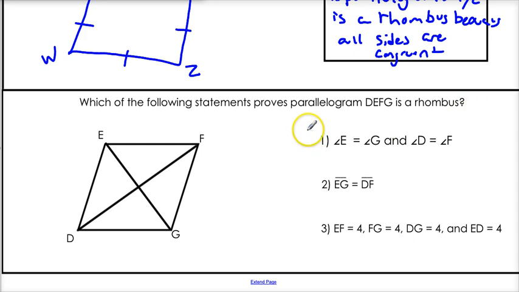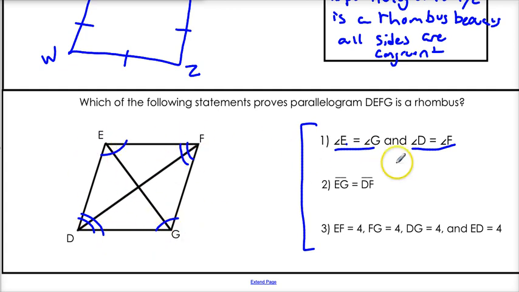All right, and for our last one on this page, which of the following statements proves that parallelogram DEFG is a rhombus? Now, I'll tell you right now, this is a very typical kind of Regents problem where they give you all this information, and what you need to do is figure out which one of these proves that's a rhombus. So what we're going to do is I want you to translate the property that each one of these is. All right, so we're going to translate this into actual words. So for our first one, it says that angle E is congruent to angle G and angle D is congruent to angle F.